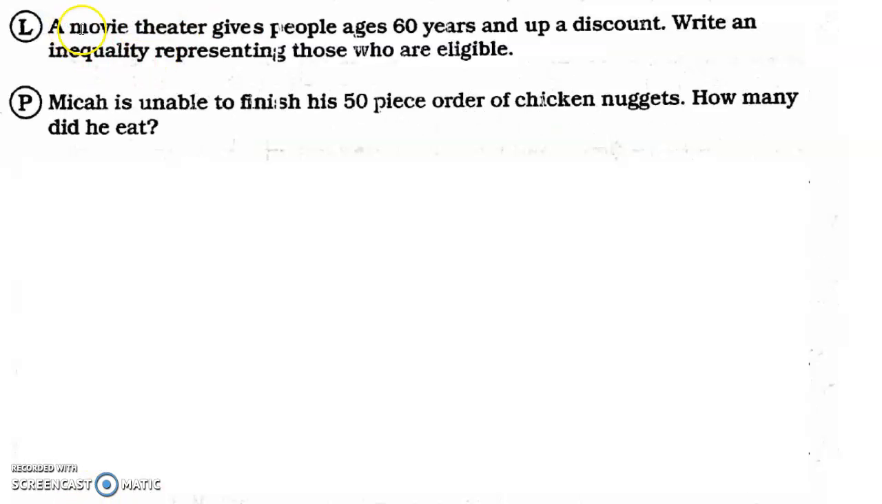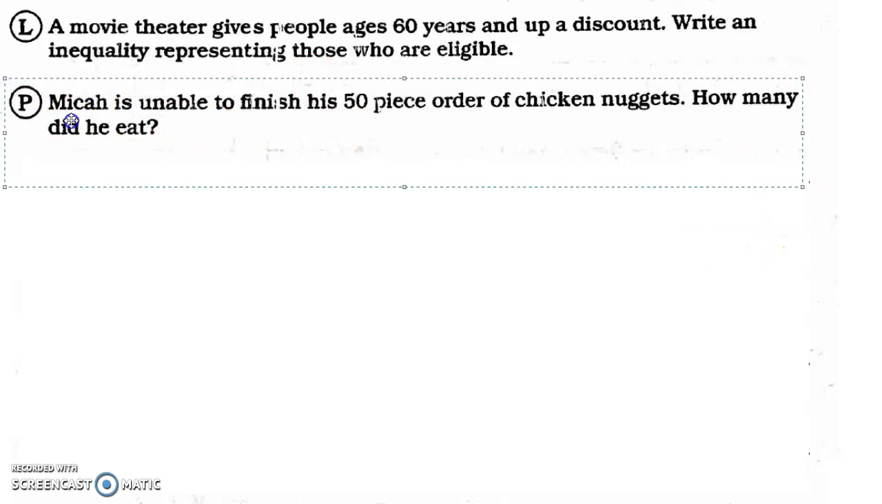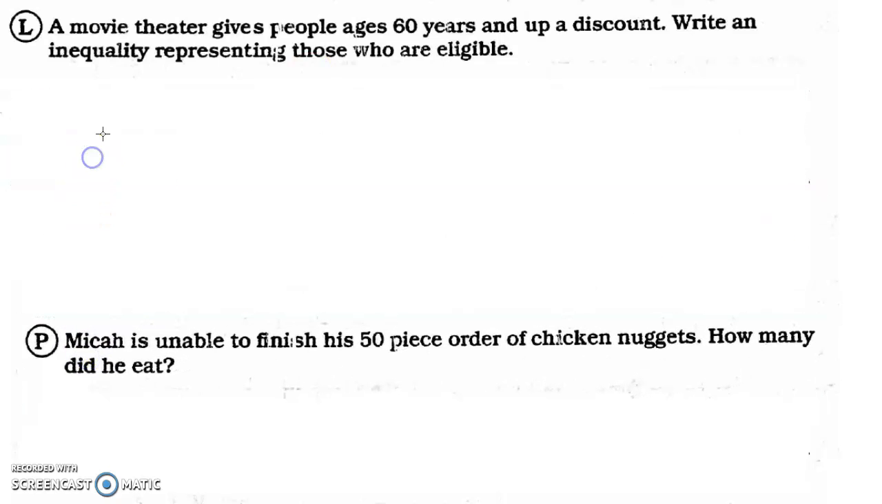All right, on this next one, it says a movie theater gives people ages 60 years and up a discount. Write an inequality representing those who are eligible. So I'm actually going to move this down a little bit. We know we're going to deal with x, that's our number that we don't know, and then 60, right? Now we have to figure out, it says a movie theater gives people ages 60 years and up a discount. So write an inequality representing those who are eligible.